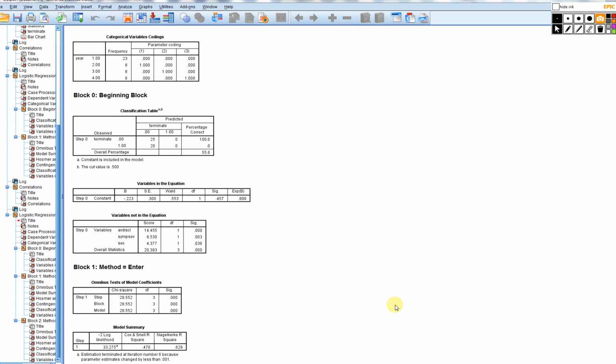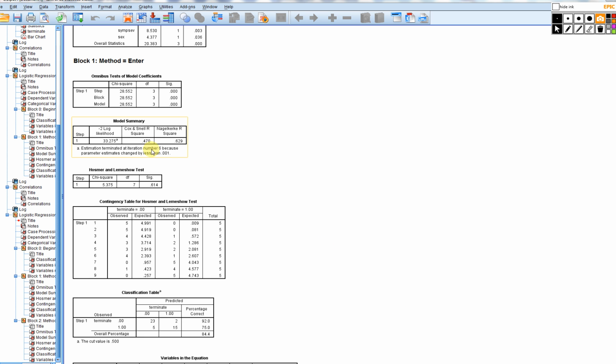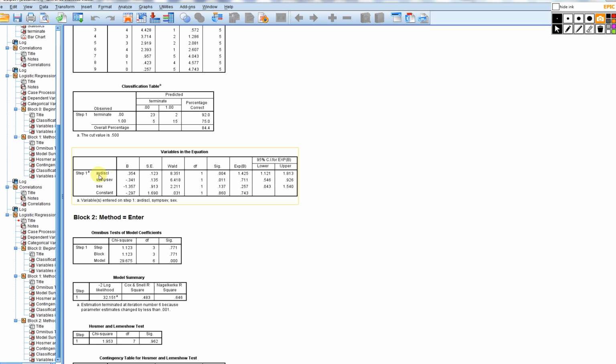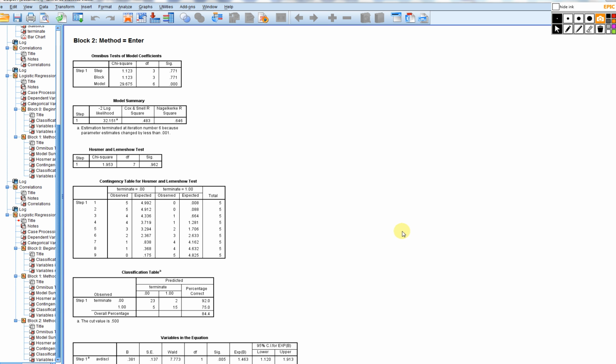So going back and looking at block 1, the fit is exactly the same as what we had previously in the first video. We had a significant improvement in fit over the null model. Our R-square values were quite high. Our Hosmer-Lemeshow test was not significant, indicating a good fit. Our overall classification rate was good, and we saw that avoidance of disclosure and symptom severity were significant predictors, but not sex.